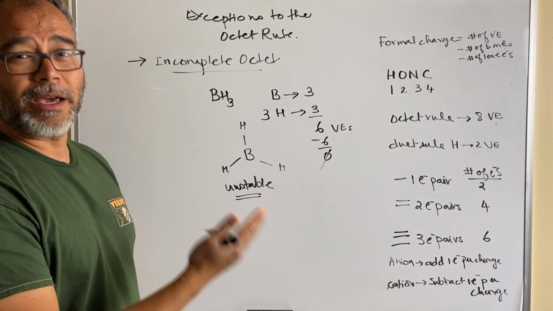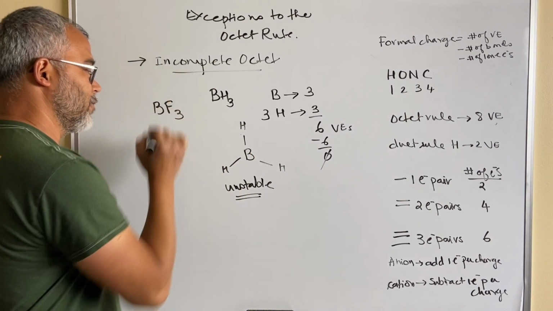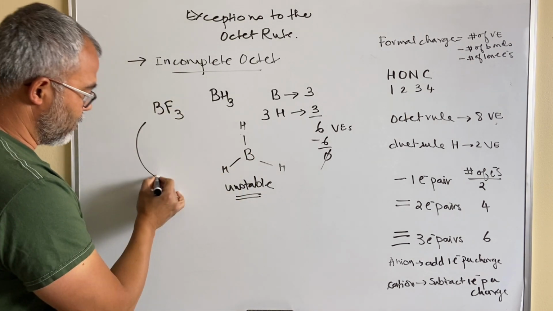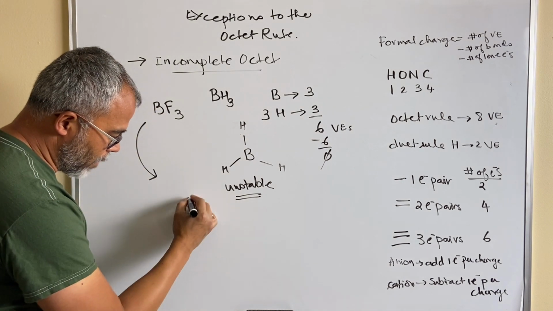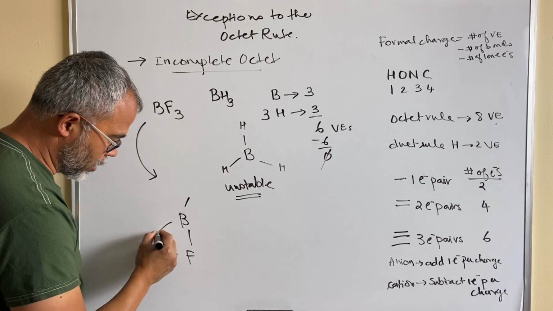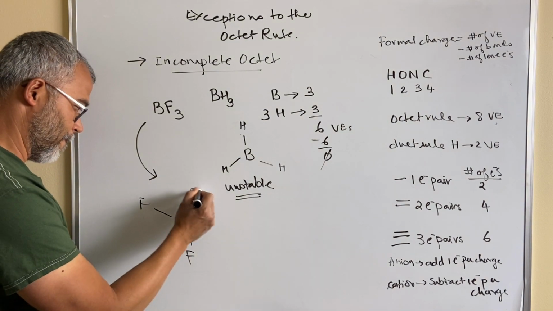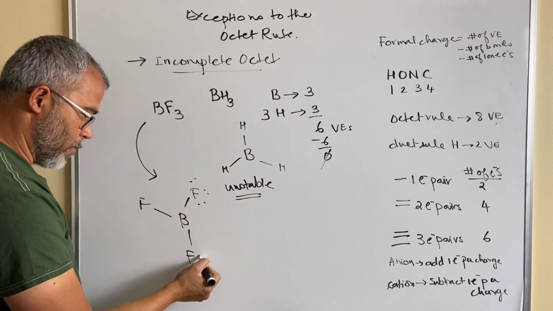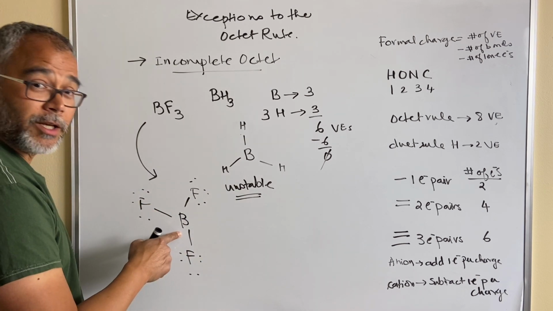Another example would be BF3, and you can do the same thing for BF3. To cut a long story short, if you do BF3, you will end up with a Lewis structure that looks like this, where the fluorines have complete octets, but the boron is still lacking.